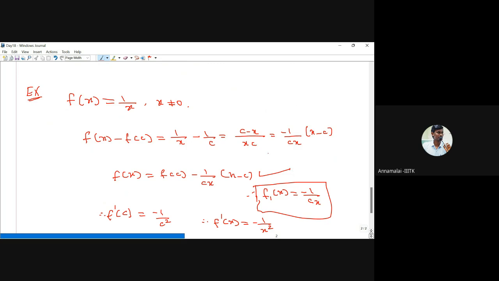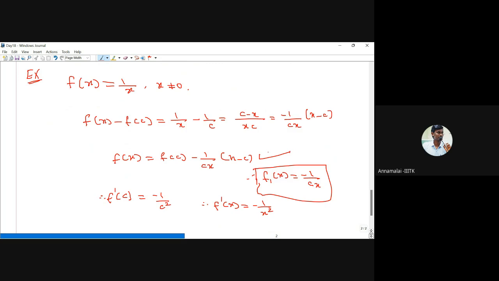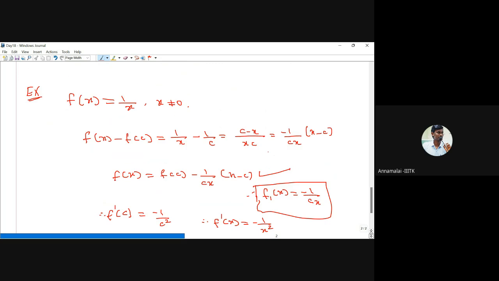Now similarly, for any function, if you write it in this format, f of x equal to f of c plus f1 of x into x minus c, then that f1 is the derivative of the function. This theorem is very useful to find the derivative of your function.